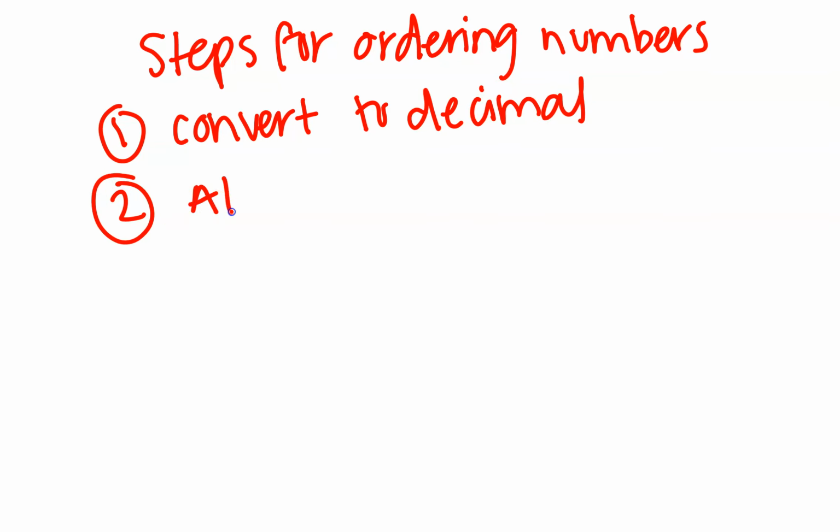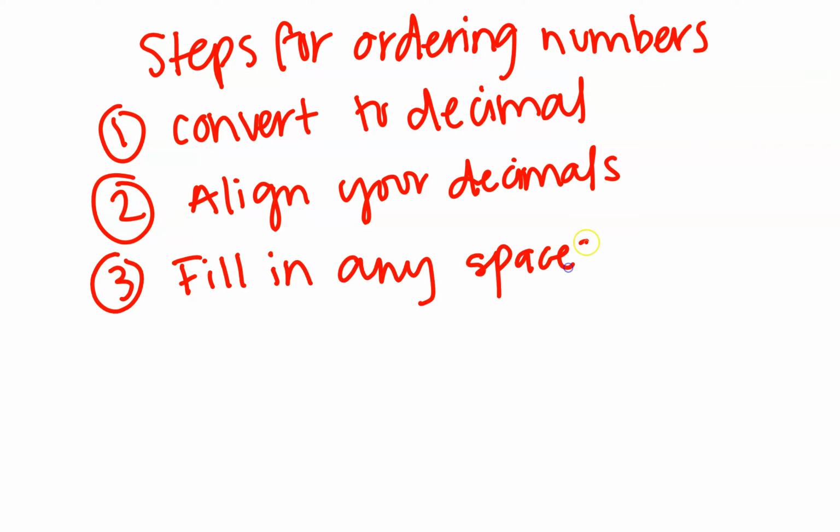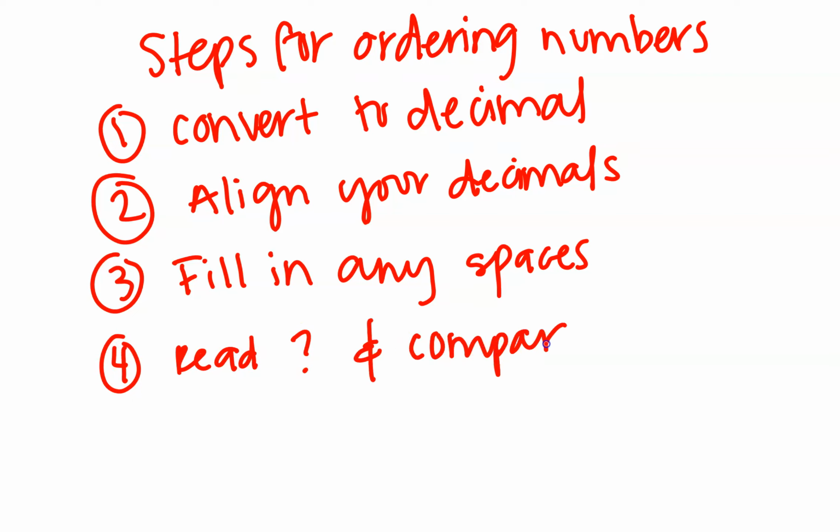Next, you want to align your decimals. All right, third step is to fill in any spaces. Now it can either be with zeros or if it repeats, then a repeating number. And the last step is to go back, read your question, and compare. So you will compare what is it looking for first, the greatest to least or the least to greatest. So if you need to copy down those steps, please, you can just stop the video and please copy down those steps. Convert to decimal, align your decimals, fill in any spaces, read the question, and compare.